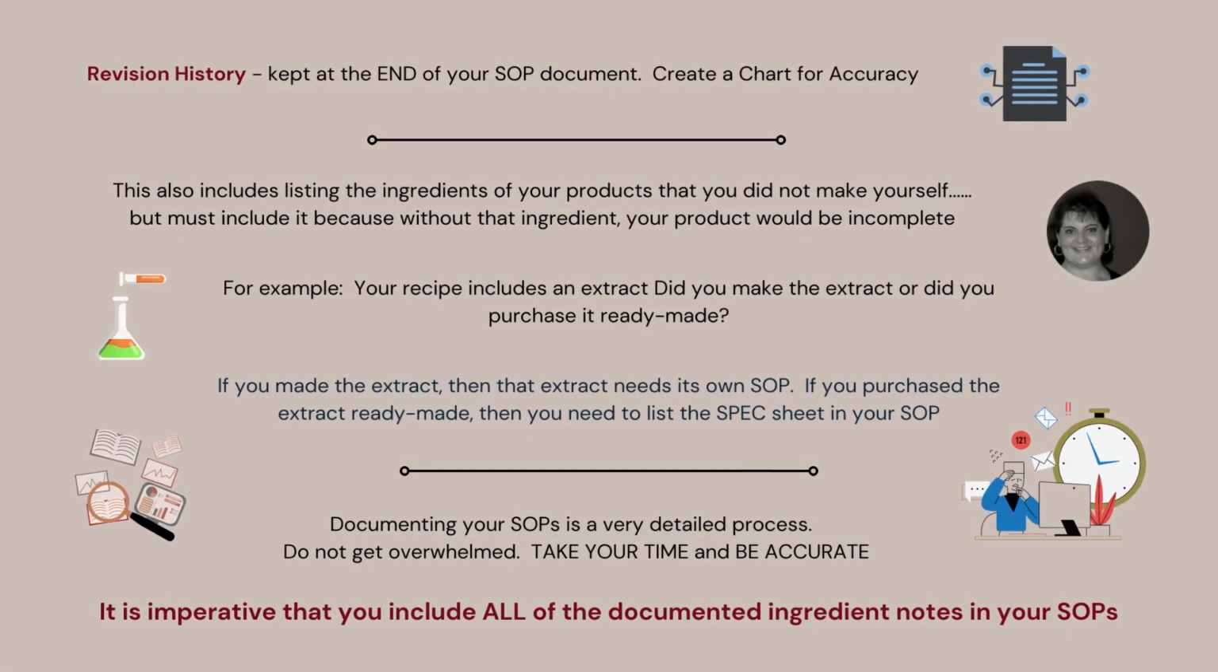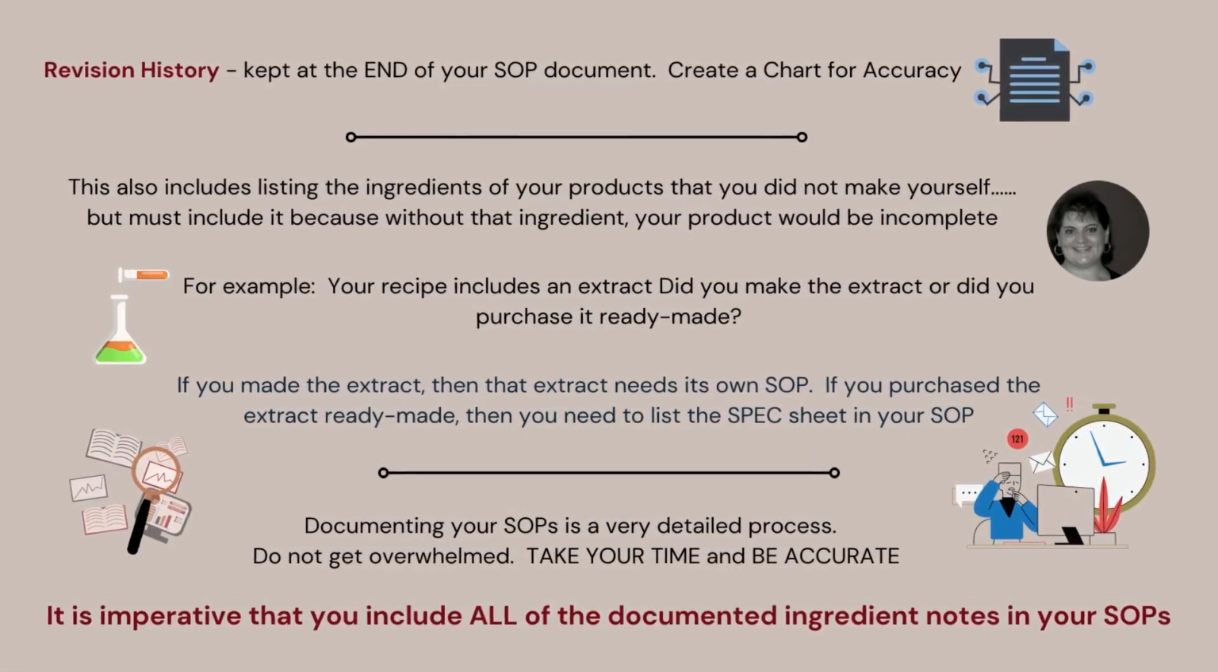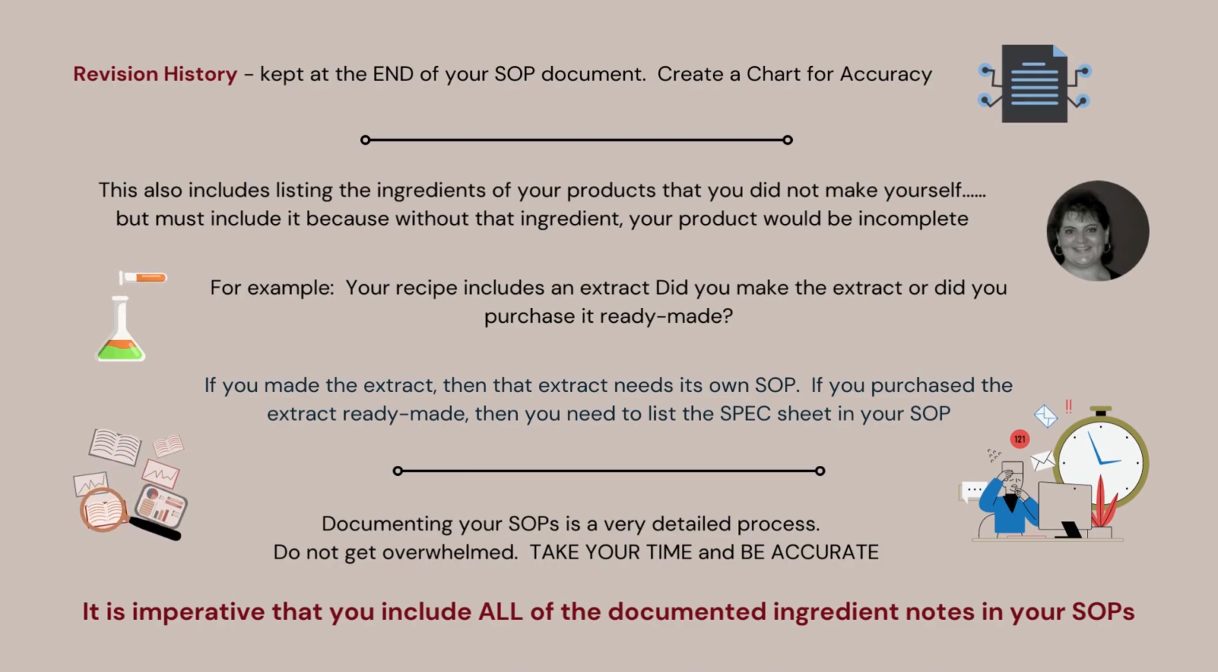Now lastly is your revision history. Now this is kept at the very end of your SOP document. You should create a chart for accuracy. Sometimes our revisions turn out to be the best batches of our products, and you need to record and make sure that your chart has its correct revisions. Now, this also includes listing the ingredients in your products that you did not make, but you also need to include them because without those ingredients, your products would be incomplete.